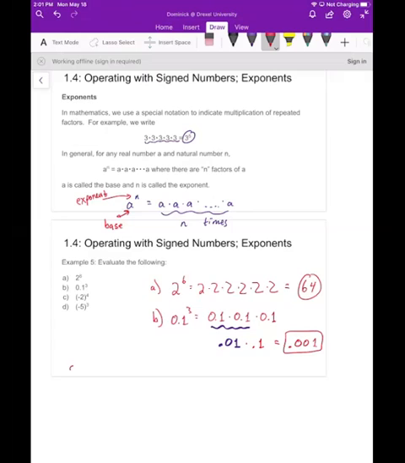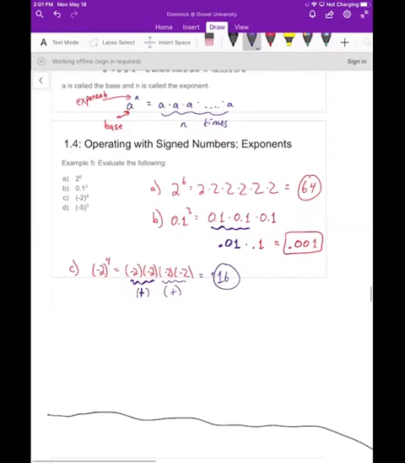All right, for part C, I have negative 2 to the 4th, which is negative 2 times negative 2 times negative 2 times negative 2. All right, well, I have all these negatives, but these two would make a positive, and so would these. So I'm left with positive times positive, so my result is going to be a positive. And then if I do 2 times 2, I get 4, times 2 more, I get 8, times 2 more, I get 16. So this is a positive 16.